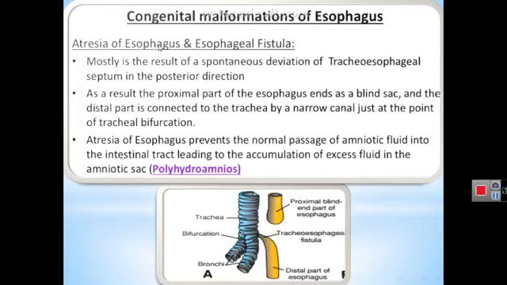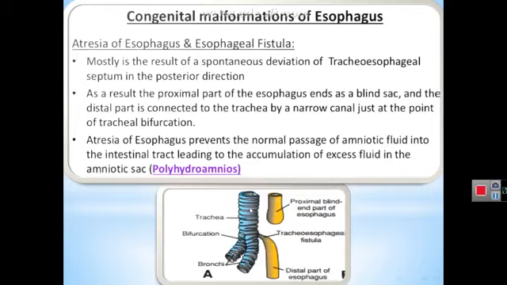Anomalies of the esophagus. Atresia of esophagus and esophageal fistula. Mostly it is the result of spontaneous deviation of the tracheoesophageal septum in the posterior direction. As a result, the proximal part of the esophagus ends as a blind sac, and the distal part is connected to the trachea by a narrow canal just at the point of tracheal bifurcation.